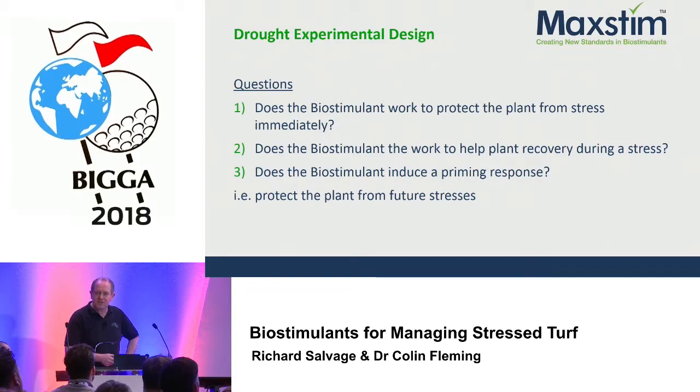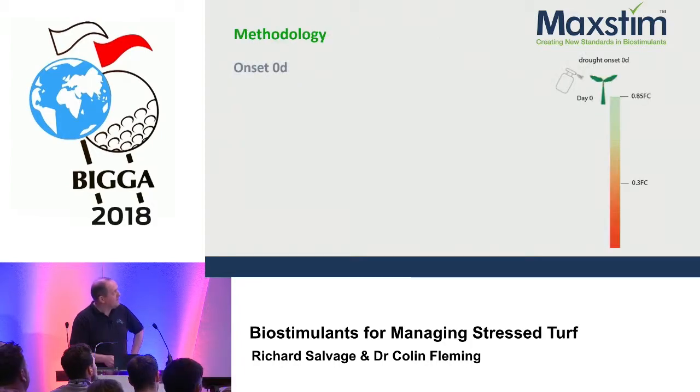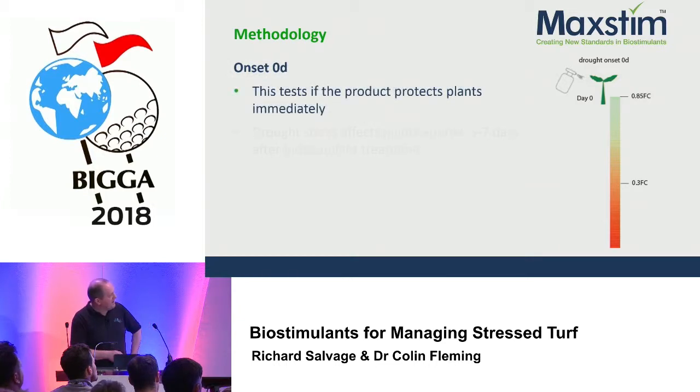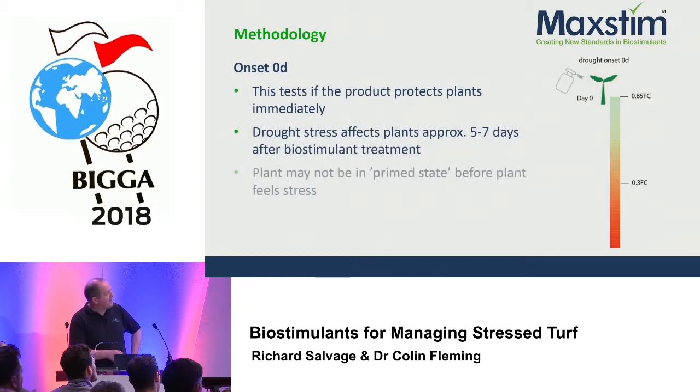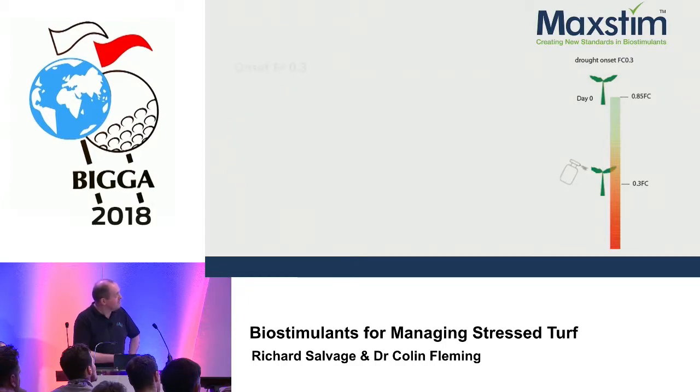And a lot of our experiments at the moment are designed to try and answer these questions. And what we're trying to do is to provide you guys with new tools to manage your turf in different situations. So one particular experiment we're doing is we are taking plants here and we're basically stopping watering. We're hitting them with a drought stress, and at the same time we're spraying with biostimulant. And what we want to know is, will this spraying protect the plant as it undergoes this stress?